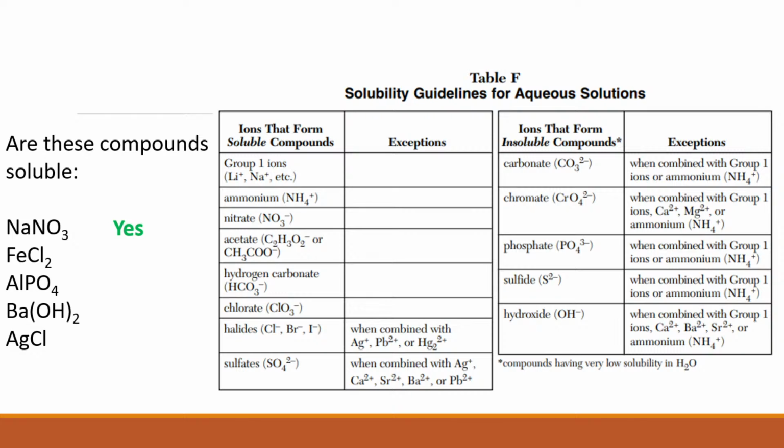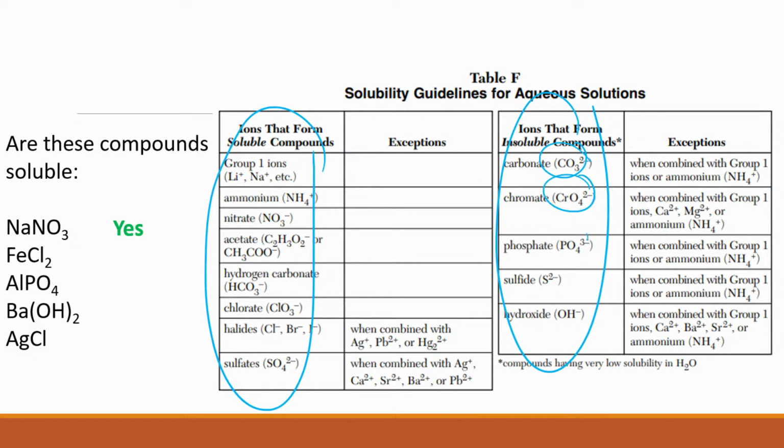When we're looking to identify if iron chloride is soluble or insoluble, we're trying to find a piece of that compound in the main columns of Table F. On this side, we have neither iron nor chloride, so this is not going to help us. On this side, there's no iron, but chloride is right here.